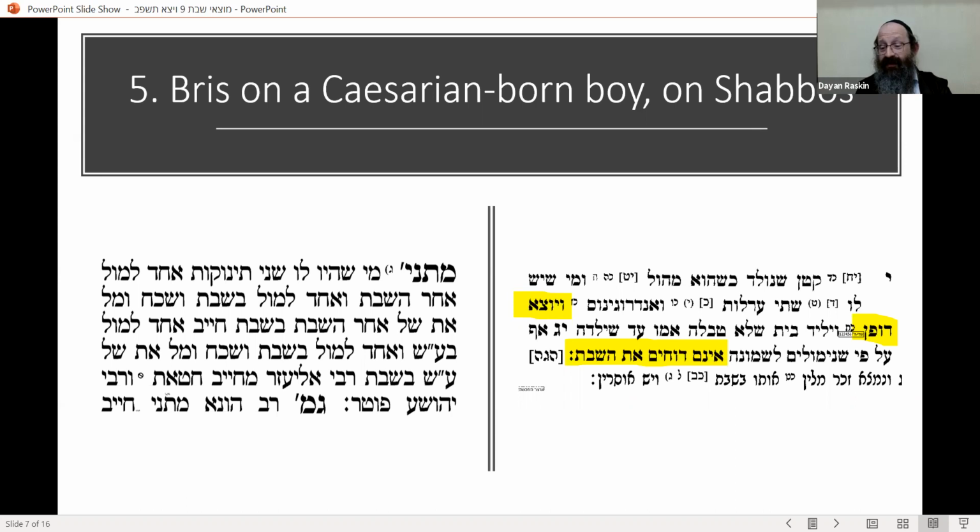So now, a Caesarian section is not to be done on Shabbos. A bris for a Caesarian birth is not done on Shabbos. So he says, but I checked that the bris is a valid bris. So I said to him, yes, the bris is a valid bris, but possibly you have a ma'aser v'chilul Shabbos, that you did a bris on Shabbos, which you weren't allowed to. So let's discuss this a little bit.